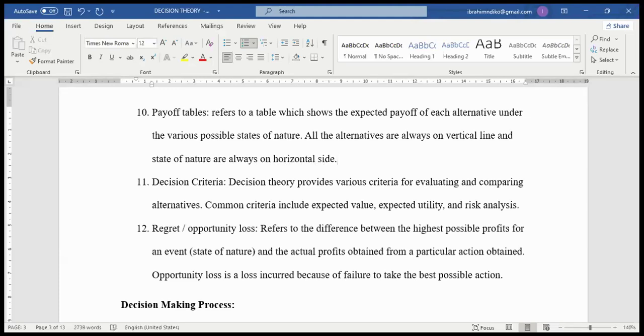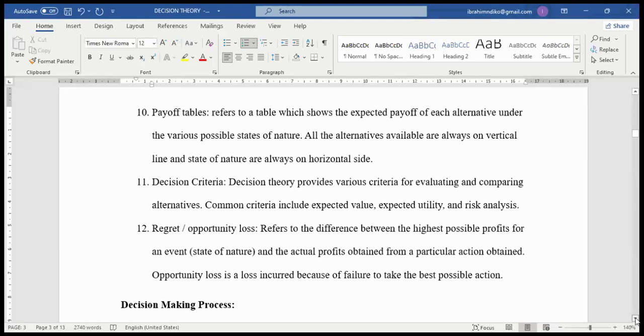So in an exam, if you find that the state of nature is on the vertical side, you need to transpose that table. Or if you find all the alternatives available are on a horizontal line, then you need to transpose it to make it vertical. That one is very, very important. You need to put it as an NB.